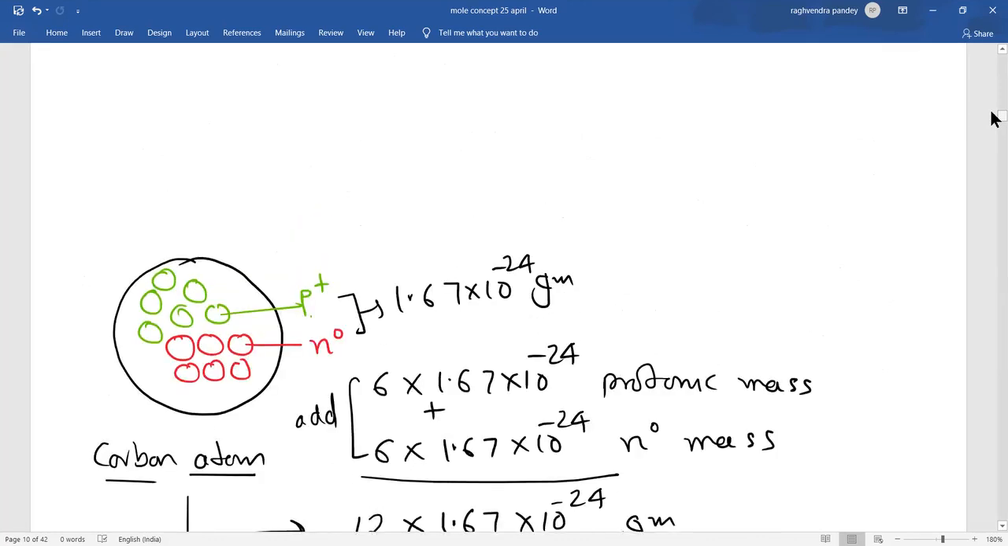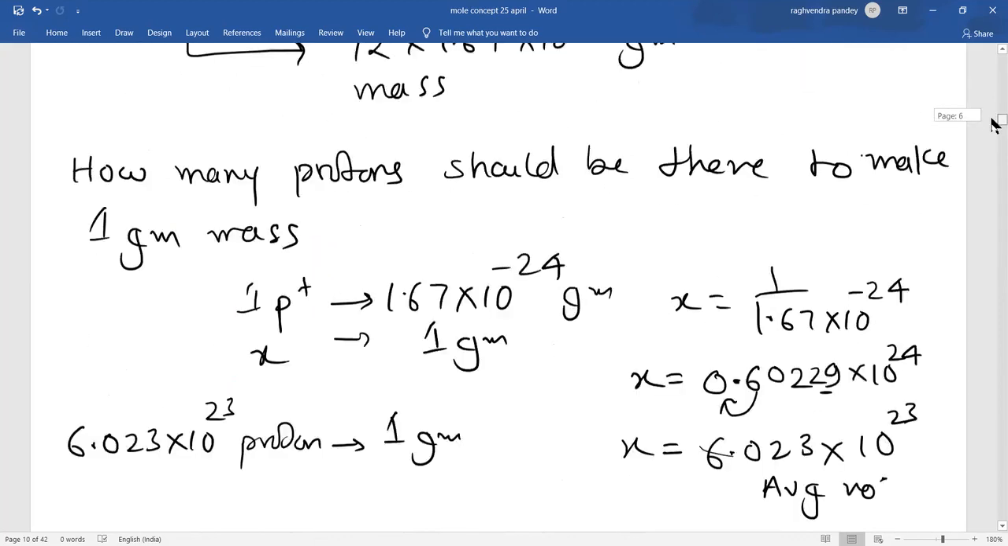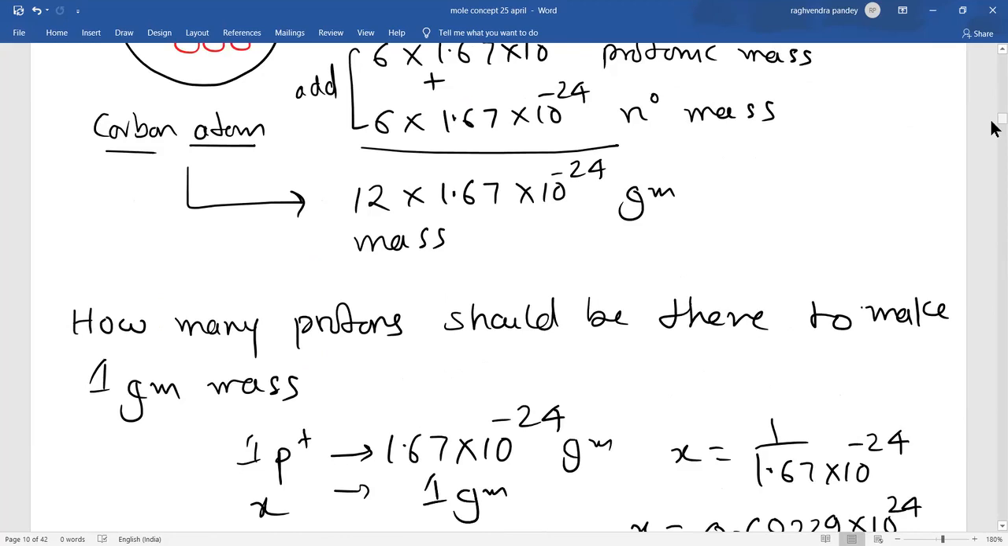This is our carbon. Six protons, 6 neutrons. Carbon, that is a nucleus. I'm not talking about the electrons. Each has this one. So this is the mass of one carbon atom. One carbon atom has this much mass, 12, because these are 6 protons and 6 neutrons, that's your mass, and multiplying by this, each has this much. If you have any doubt, please ask. Now 12 into 1.67 into 10 power minus 24, that is your mass. Each carbon atom has this mass.